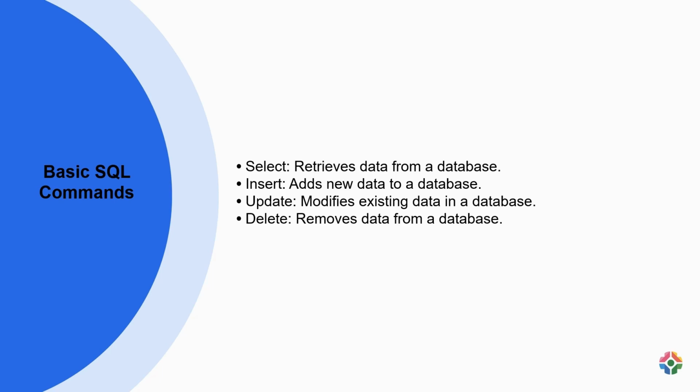Update is employed to modify existing data in a database. An example would be editing a user's profile information. Delete removes data from a database, such as removing a product that is no longer available.